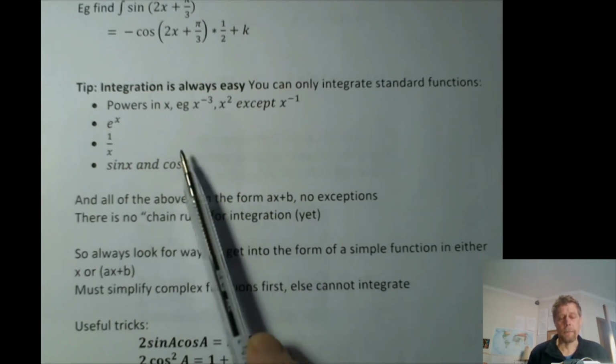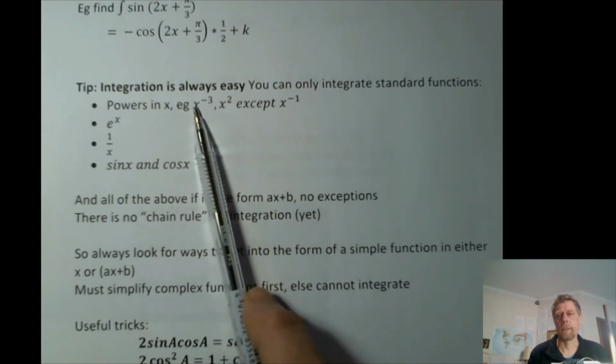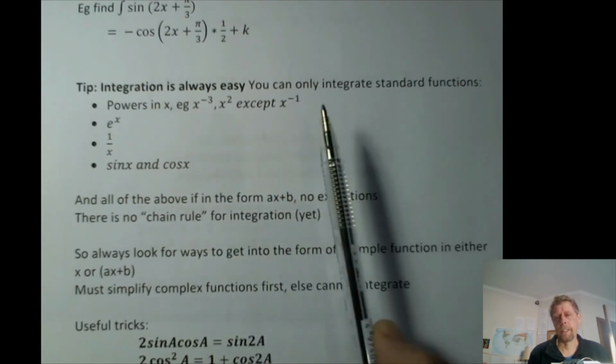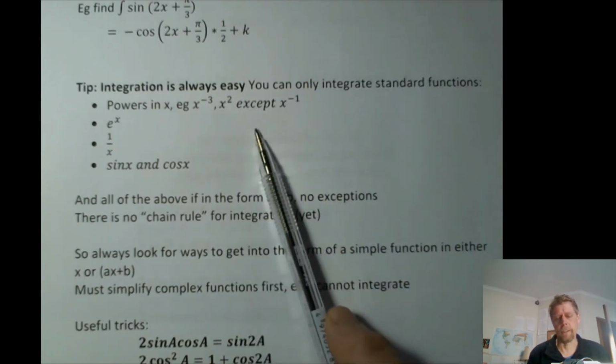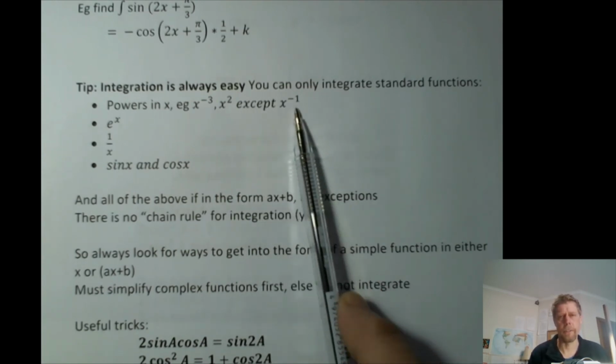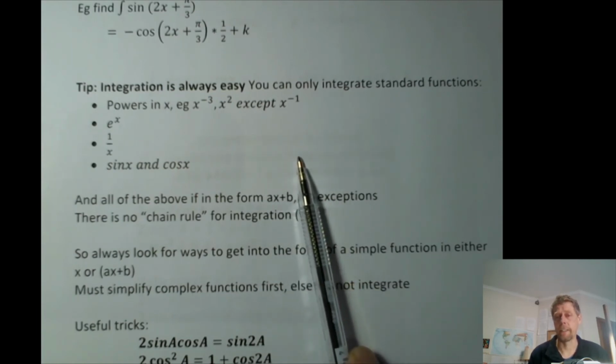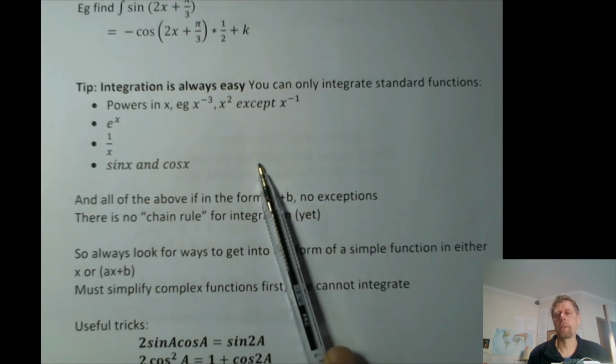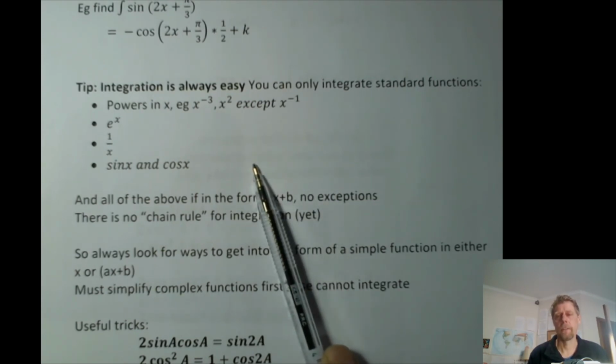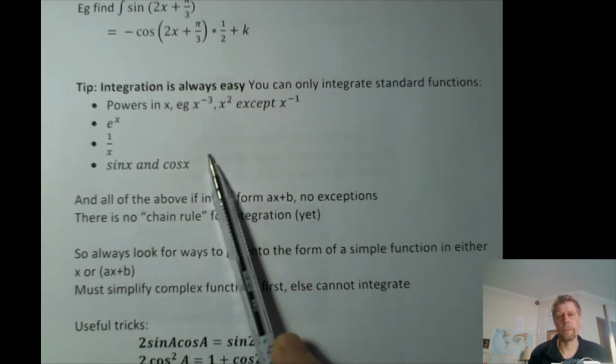The only exception is when, instead of an x, we have ax plus b. Then you just put 1 over a in front and integrate it as if it's just a big x. Okay, so integration is easy. It's very important. However, you're going to get given sums to integrate. They look very hard. The problem comes in when you try to integrate these hard sums. The trick is always to try and simplify them first so that they're in one of these forms here.